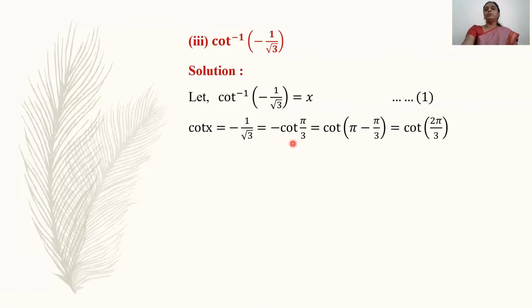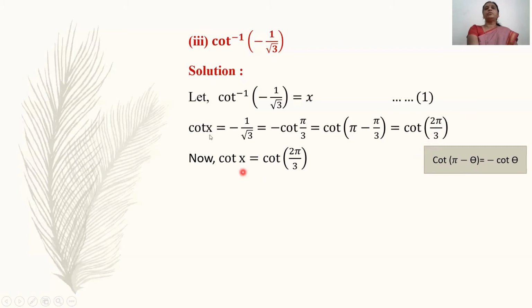Okay. Now, we will use allied angle table here. We know that cot pi minus theta is minus cot theta. Therefore, for this minus cot pi by 3, I will keep the value cot pi minus pi by 3. Means in this formula, I have to keep value of theta pi by 3. Okay. Minus cot pi by 3 equal to cot pi minus pi by 3. And after simplification, this will be cot 2 pi by 3.